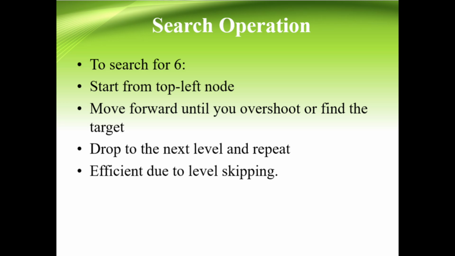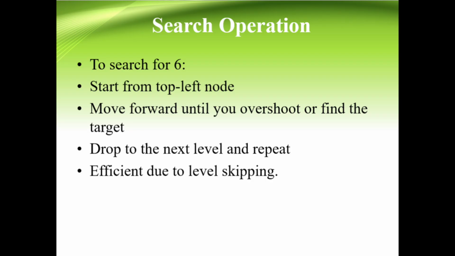Now let's learn how searching works in a skip list using the example of finding the number 6. We always start at the top left node, which is the highest level's first element. From there, we move forward along that level as long as the next value is less than the target. The moment we are about to overshoot, meaning the value is bigger than 6, we drop down to the next lower level. At the new level, we continue the same process: move forward, stop before overshooting, then drop down again. Finally, when we reach the base level, we either find the number or confirm it's not there.